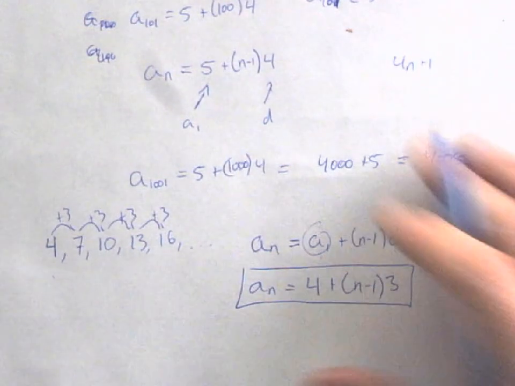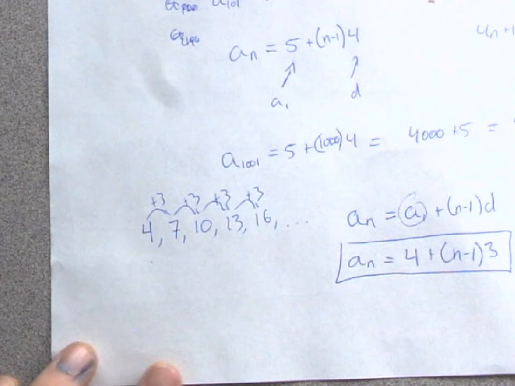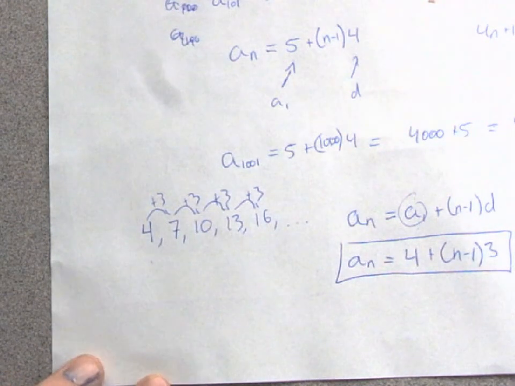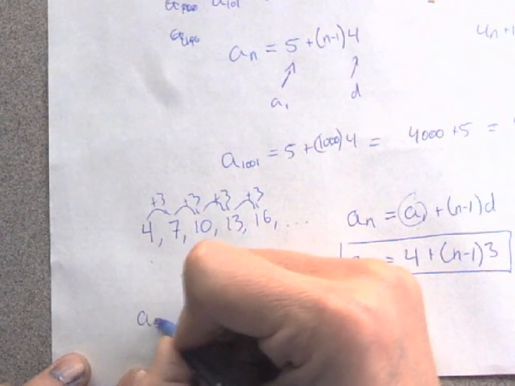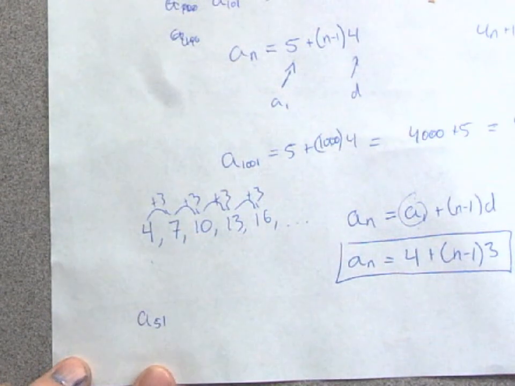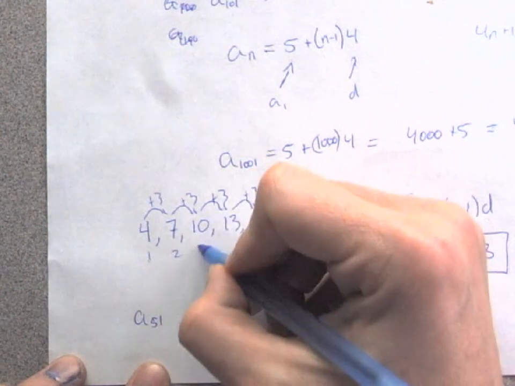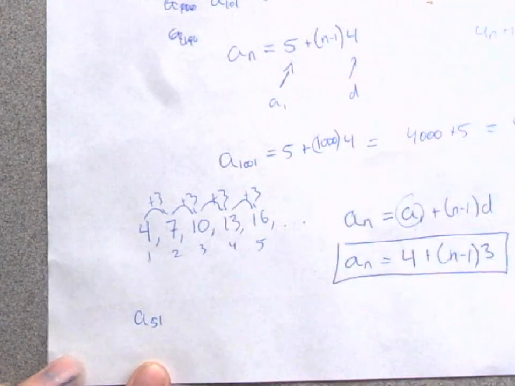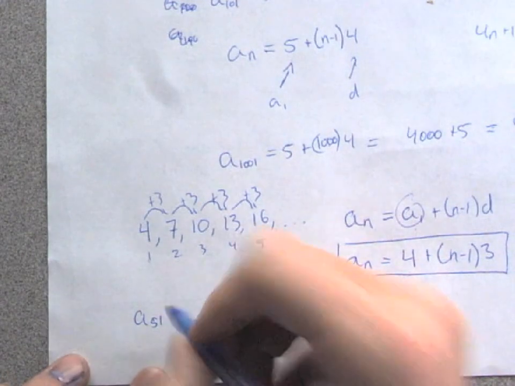All right, now let's use that explicit formula to find a term number. Let's find a term way out there. Okay, let's do the 51st term. Okay, a of 51. We're going to skip over all these other terms, right? This is term 1, term 2, term 3, term 4, term 5. Okay, we want to find the 51st, but we don't want to fill in all the blanks. We want to jump all the way there.